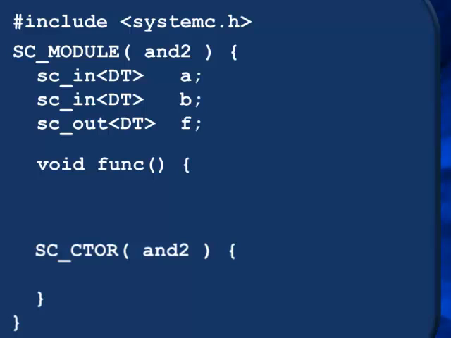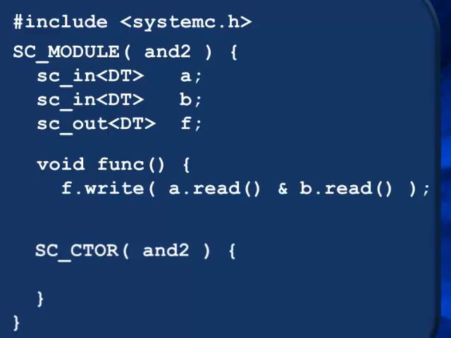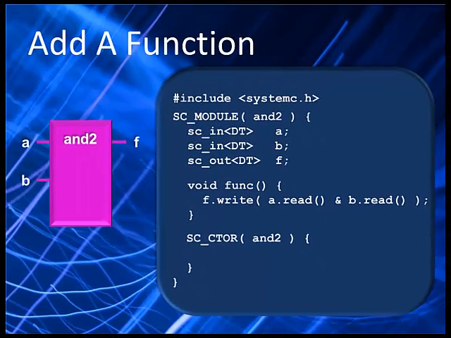Then after the open brace, we write the behavioral expression of func. F.write means we're going to write a value to output port F, and the value is what was read on input port A anded with what was read on input port B. Then a close brace to complete the function definition.